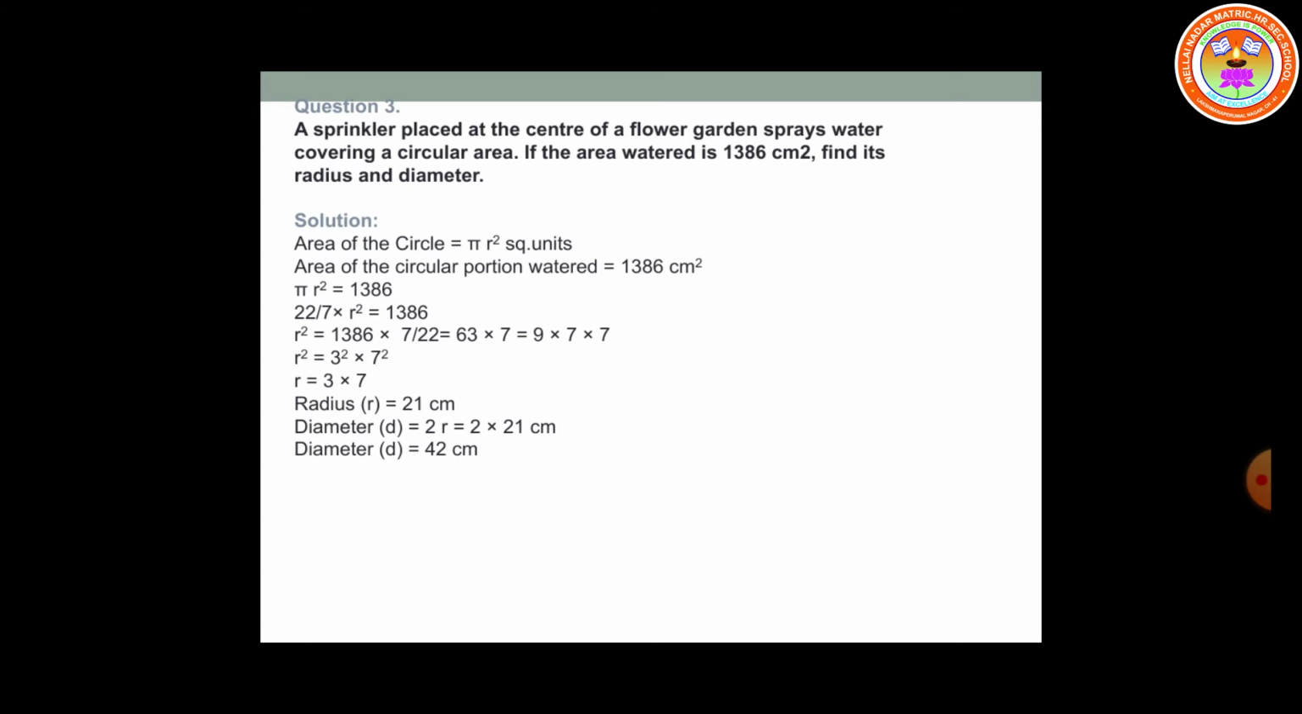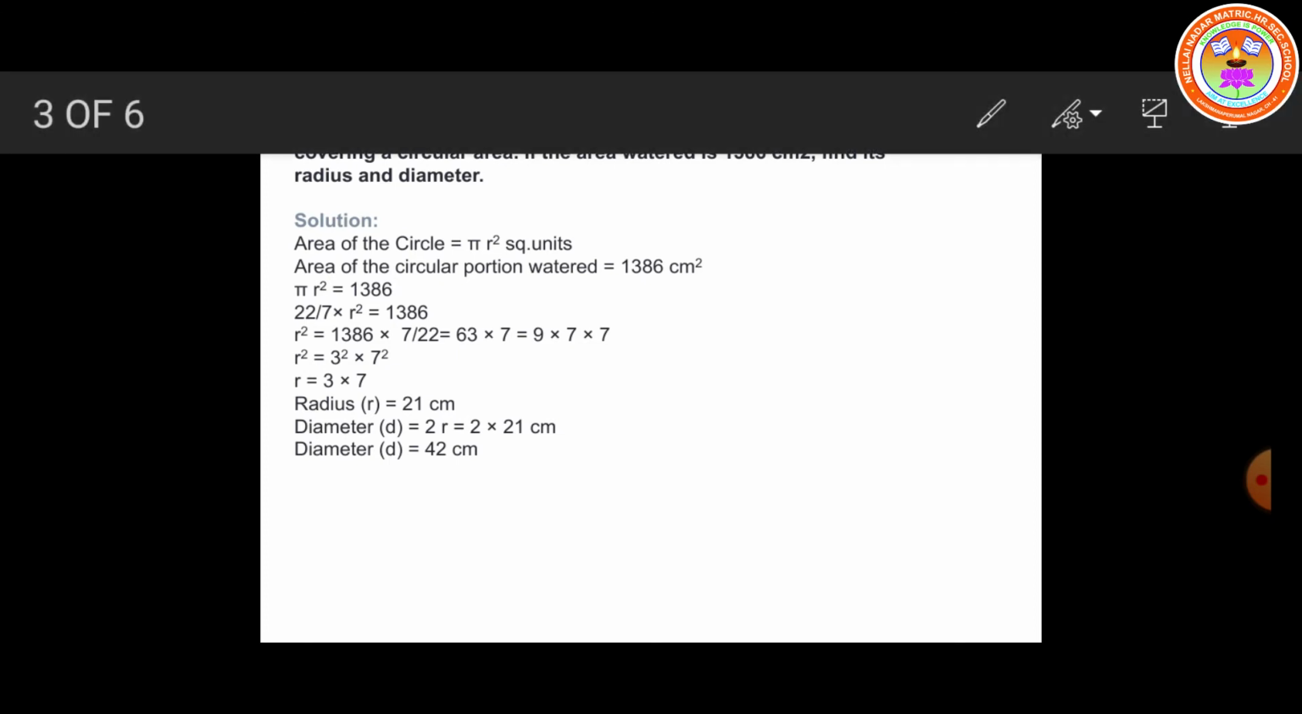The fraction is multiplied by the reciprocal of the second one. Okay, how do you find that one? So, 1386 into 7 by 22. How do you find that one?